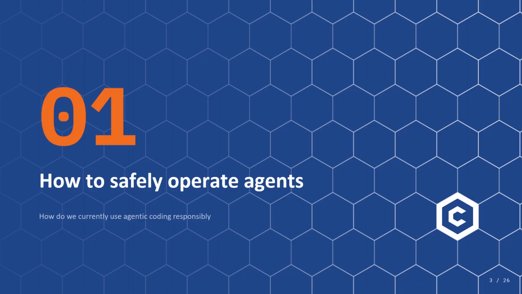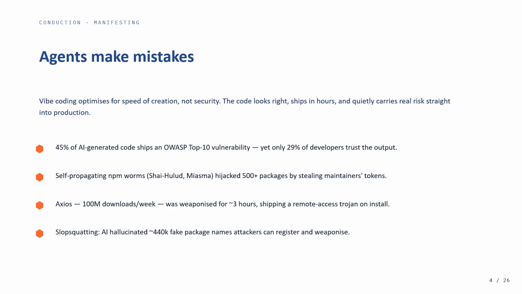So let's first quickly remind ourselves why we need safe agents. Well, to put it bluntly, agents make mistakes. And those aren't just bugs, those are serious security issues. We've talked about this in another webinar, but almost half of all agent shipped code contains serious security vulnerabilities, and that's something we do not want to introduce into the Nextcloud ecosystem.